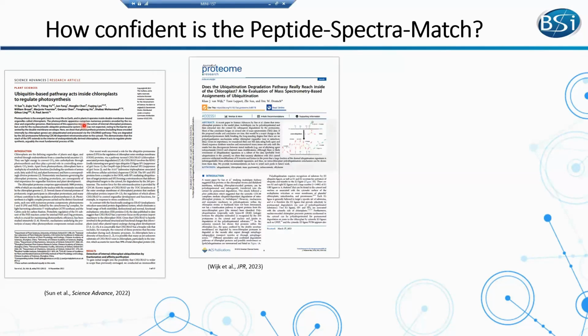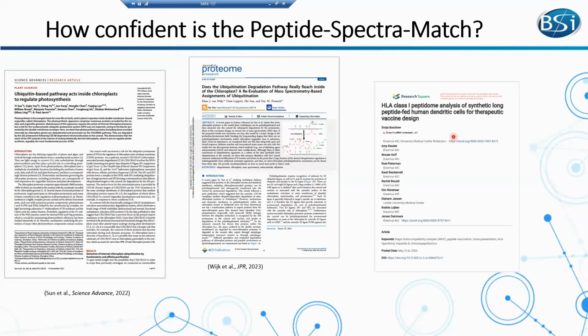There are a lot of papers talking about this. Last year, one group published a paper in Science Advances saying they found a new PTM in plants. Then in the next year, someone said that for this data set, the data processing may have some issues, and you cannot differentiate the real PTM from another PTM. And recently, for HLA peptides or immunopeptides, mutated peptides are more frequent in this area.